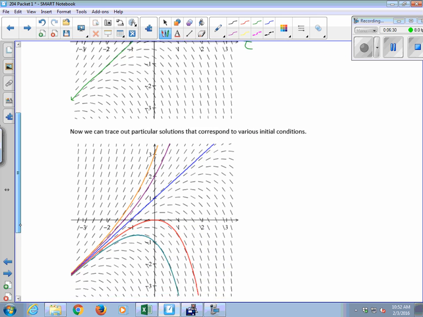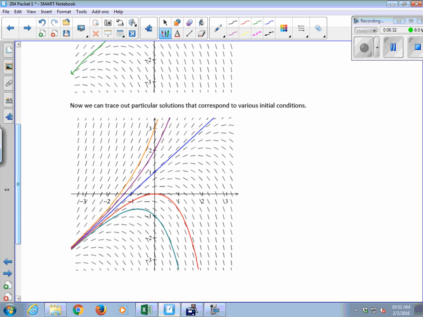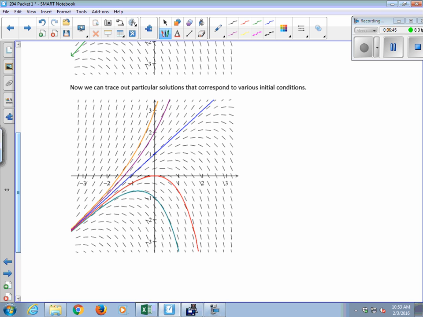Right, and then I've sketched several other solutions that correspond to different initial conditions. So you just follow the slope field, and you can get a pretty decent picture of what your solutions look like.